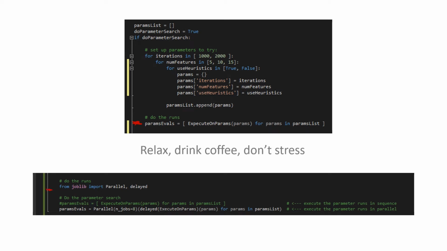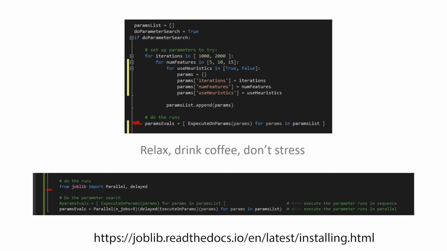It's this thing called joblib. And it lets you take this loop there across all the different parameter settings, and instead of doing it in sequence, do it in parallel by changing very little code. And that's all there is.